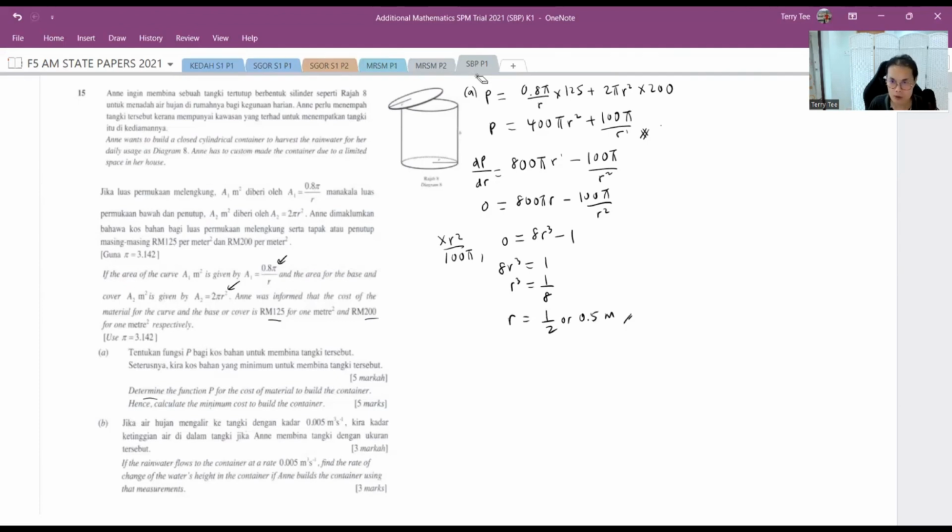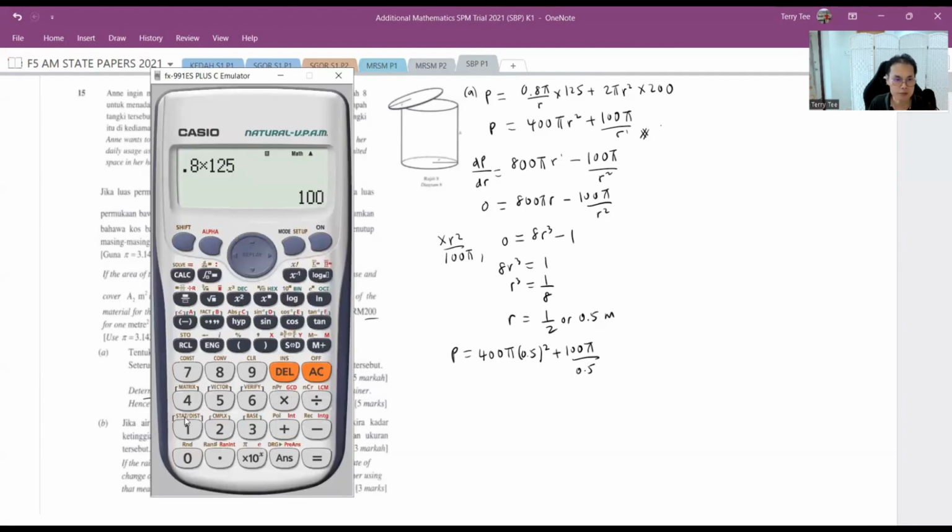Okay. Now, we're not done yet. We are supposed to determine the minimum cost. So to find the minimum cost, we take this R value, sub inside your P. So you got 400 pi. Up to you, you can use 1 over 2, you can use 0.5. Let me just use 0.5, squared, plus 100 pi over 0.5. Okay, calculator, 400. Drop the pi first, times 0.5 squared plus 100 over 0.5.